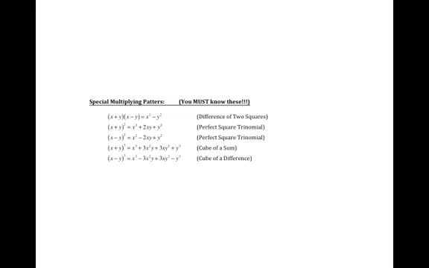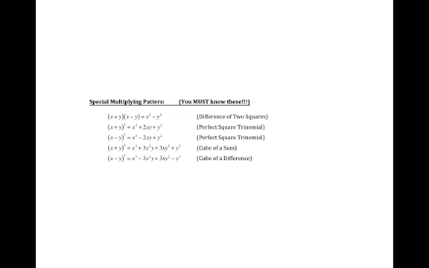All right, there are some special multiplying patterns that you must know. We usually think of difference of two squares as a factoring pattern, but it works just as well as a multiplying pattern. If you see x plus y times x minus y, that multiplies to be x squared minus y squared. You can also think of this as the conjugate pattern, because when you multiply conjugates together, the middle terms always cancel. The perfect square trinomials: x plus y quantity squared is equal to x squared plus 2xy plus y squared.